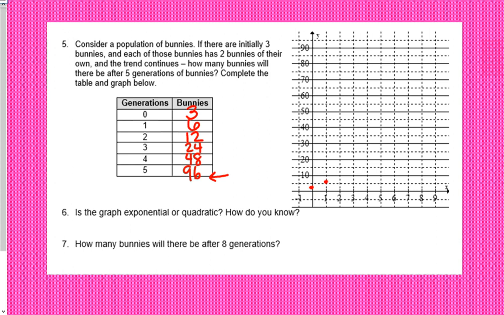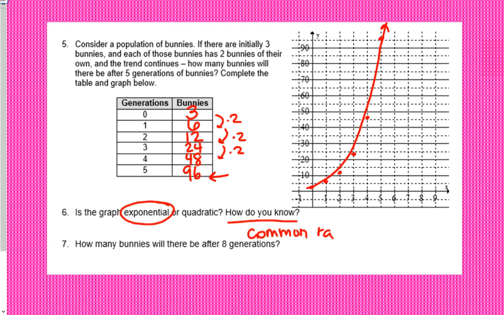6, 12, 24, 48, 96. So again, you can see this curving graph. If we're trying to figure out if it's quadratic or exponential, we just look to see what our table shows, what the numbers are doing. This is multiplying clearly by 2 over and over. So this is exponential. Okay, how do I know? Because there is a common ratio. There's something that's being multiplied over and over that's common.